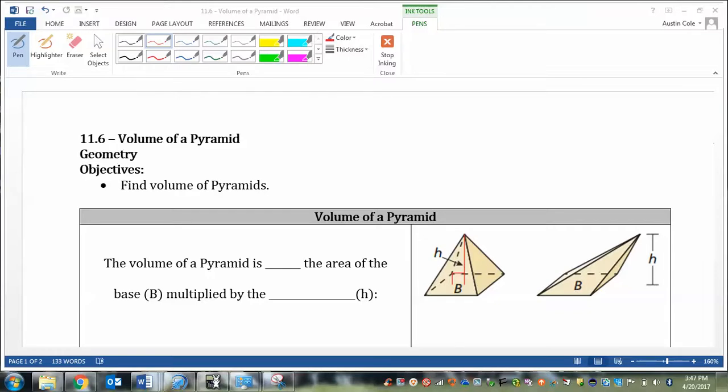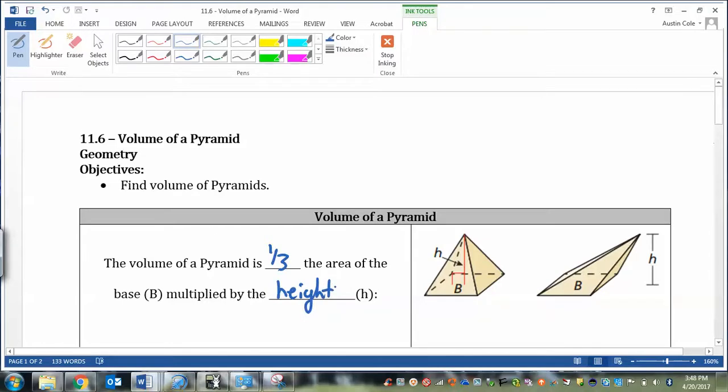The problem comes when you get into pyramids, because a pyramid has just the one base and then all of those other four faces come up to meet at a vertex instead of meeting at another base. So the volume of a pyramid needs a special formula, and that is 1/3 the area of the base, which is still our big B, multiplied by the height.